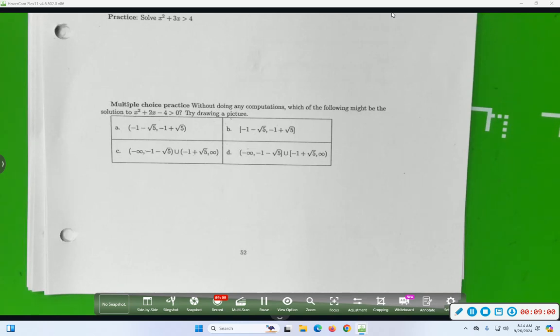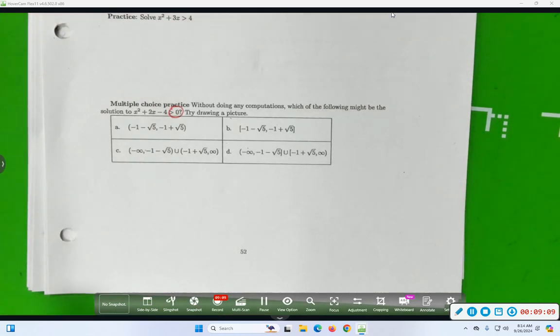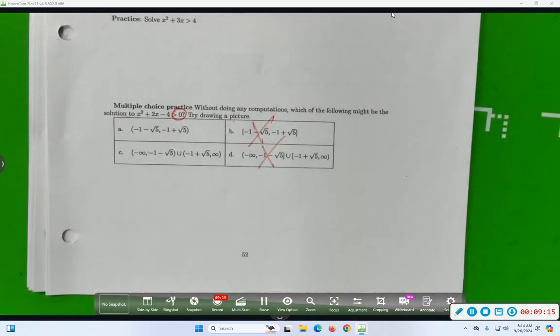Well, how about this? You can get rid of B and D. Why B and D? Because you're not including anything. Nice. Whenever you want to solve a strict inequality, the endpoints correspond to equality, don't they? So we better not be including endpoints, because we know that we should be excluding them. So that leaves us A and C to decide between. How could we decide between those? Ideally without having to actually compute anything.